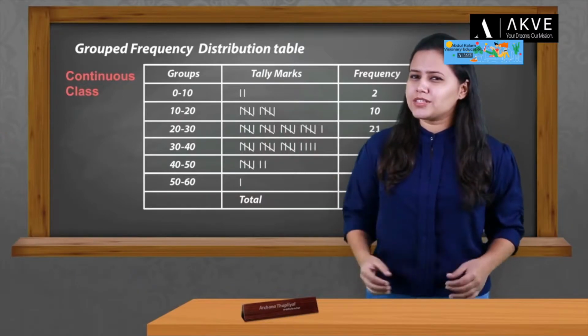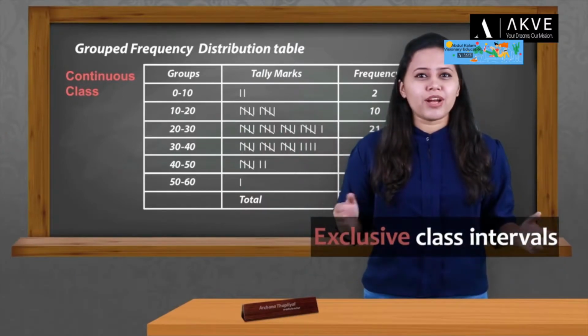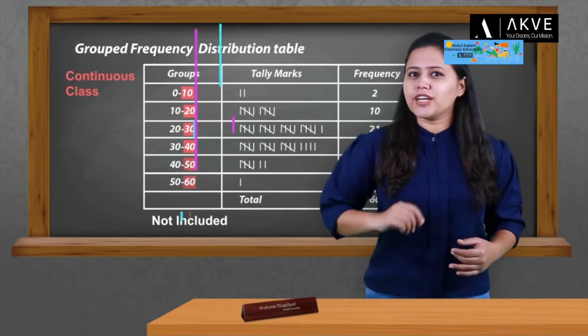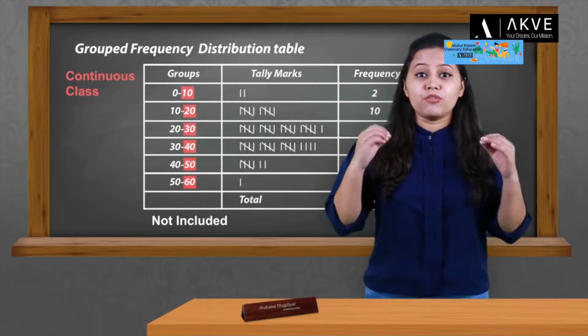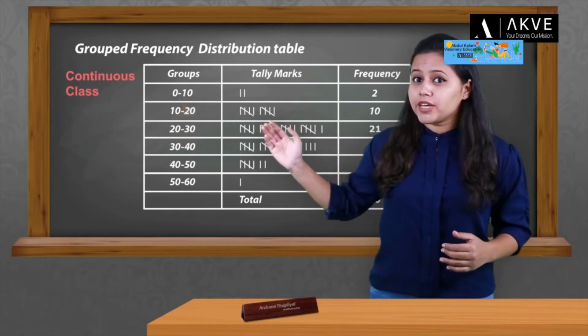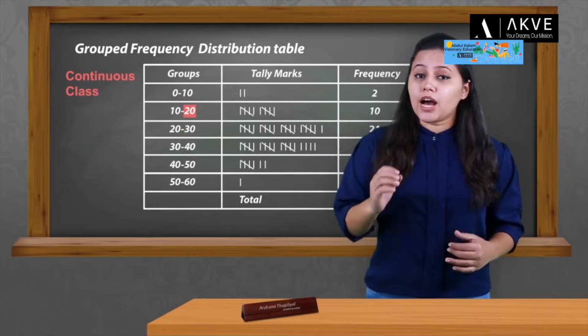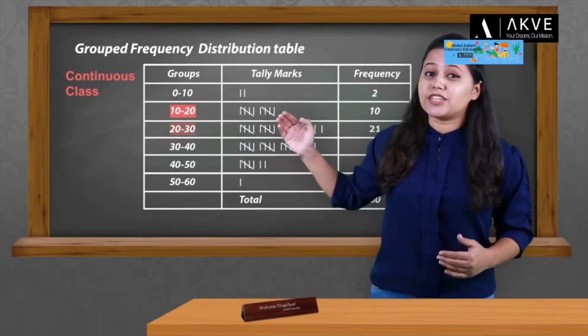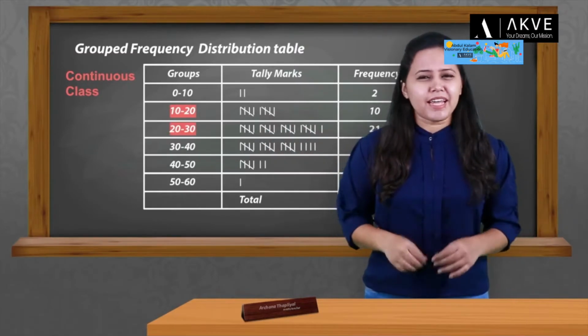Such class intervals are also known as exclusive class intervals, as the upper limit of a class is not included in that class. For example, the observation 20 will not be included in the class 10 to 20. It will be included in the class 20 to 30. Just reminding in case you forgot.